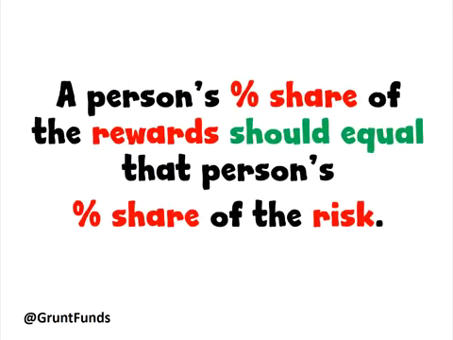So the basic premise is this. The basic principle behind Slicing Pie is this. A person's percent share of the rewards should always equal that person's percent share of the risk taken to achieve those rewards. So rewards in a startup company are the profits generated or the proceeds from a sale.